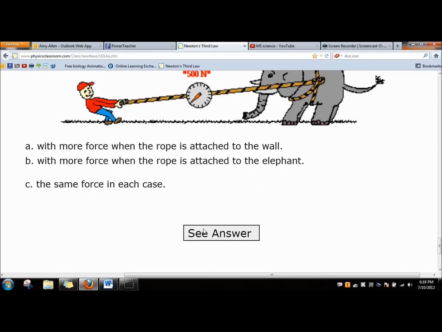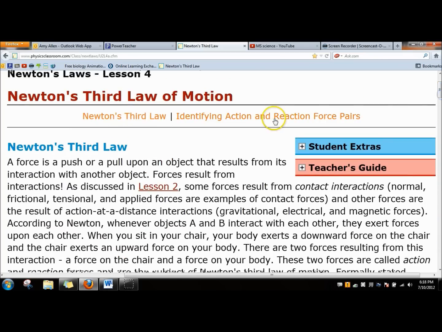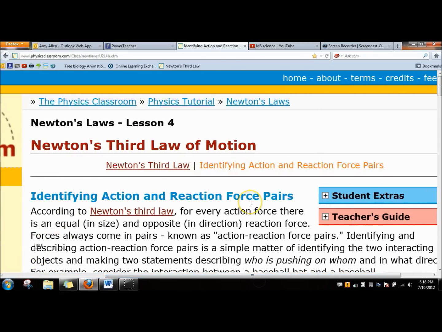So, that's a little bit about Newton's third law. Now let's take a look at a matching website that talks about actually identifying those action and reaction force pairs.